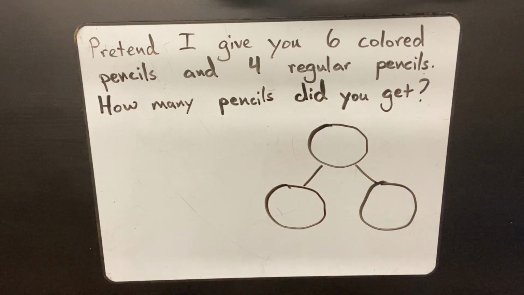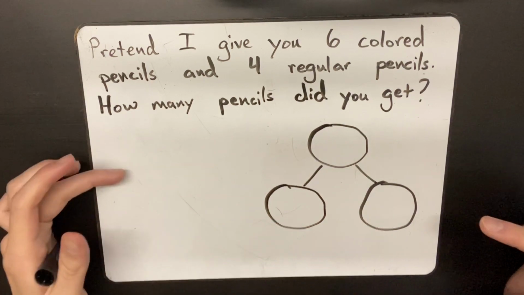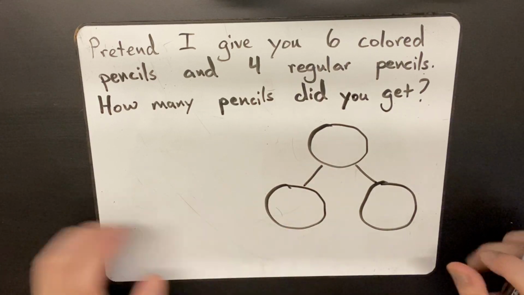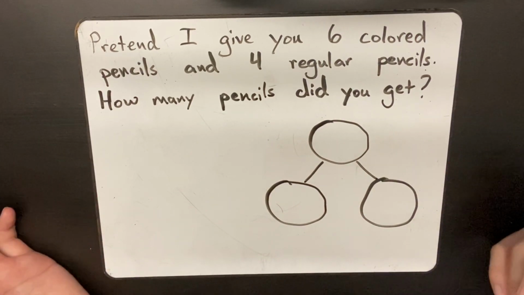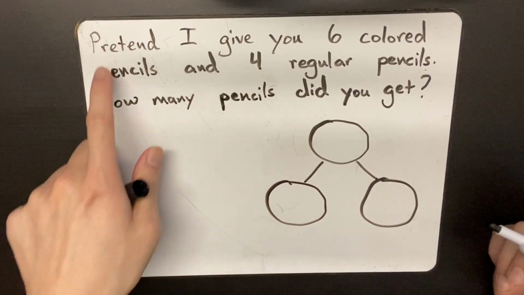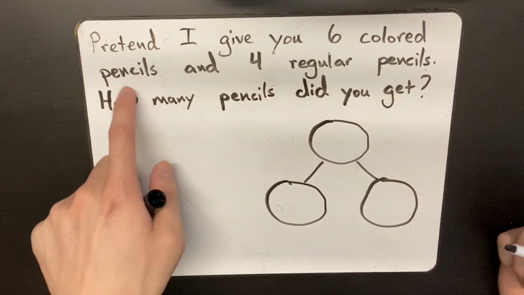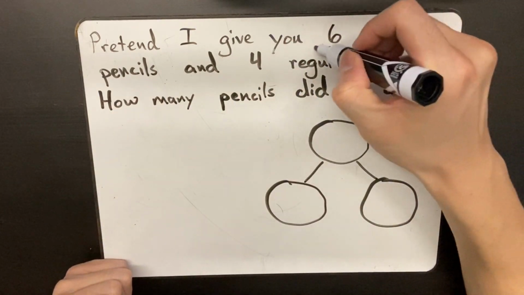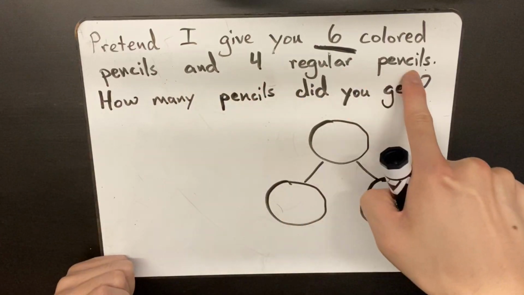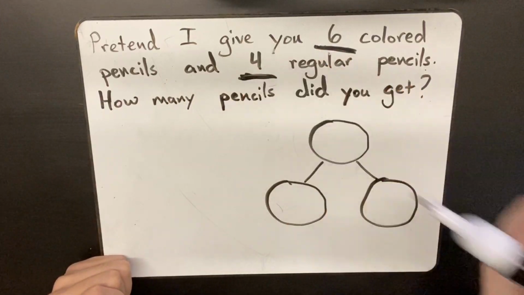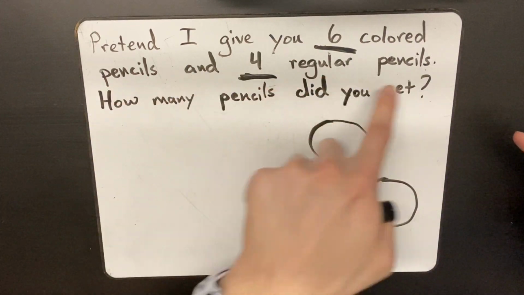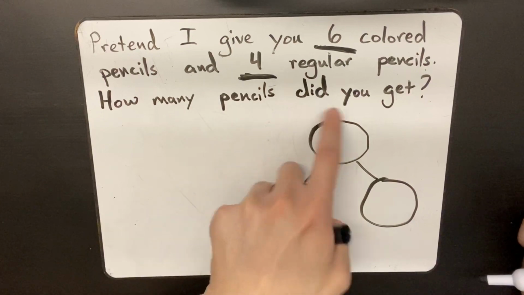All right, if you're at this point of the video, I think you finished all 3 things. Your picture, your number bond, and your number sentence. Okay, so we're gonna do this together and you can check your work, and if you got everything right, you can give yourself a smiley face. All right, so pretend I give you 6 colored pencils and 4 regular pencils. How many pencils did you get?